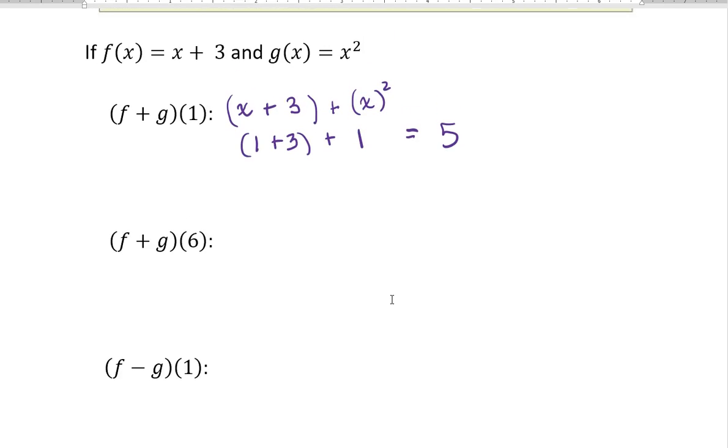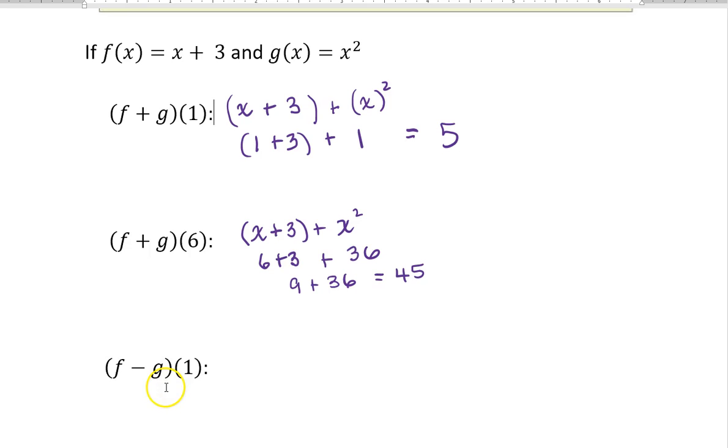For our next one, we're going to again do an addition problem, same functions, except that this time I'm going to use a 6 instead of a 1. All right, so again, I'm going to write my generic version out, and then we'll replace those variables with our value of 6. So 6 plus 3 plus 36. So I have 9 plus 36 equals 45.